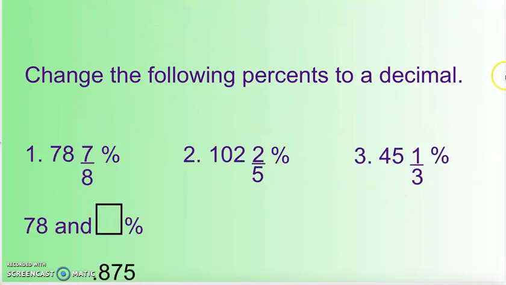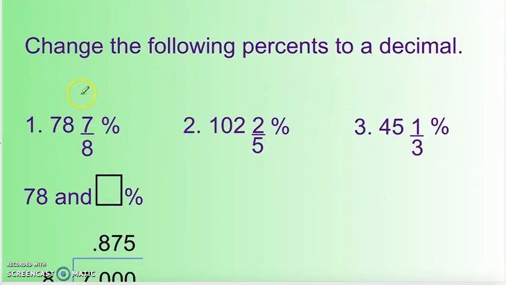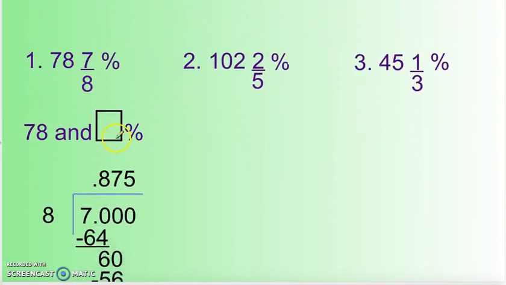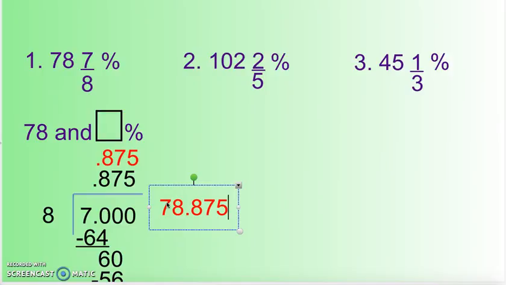So let's try a couple more problems. If I have 78 and 7/8%, I can change 7/8 to a decimal by doing 7 divided by 8. 7 divided by 8 is 0.875. And so knowing that it's 0.875, I have 78 and 0.875%. So I'm going to rewrite that right here. 78 and 0.875%.